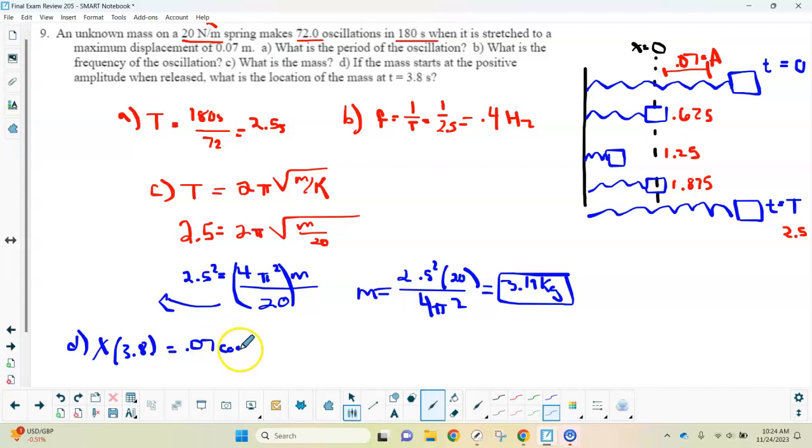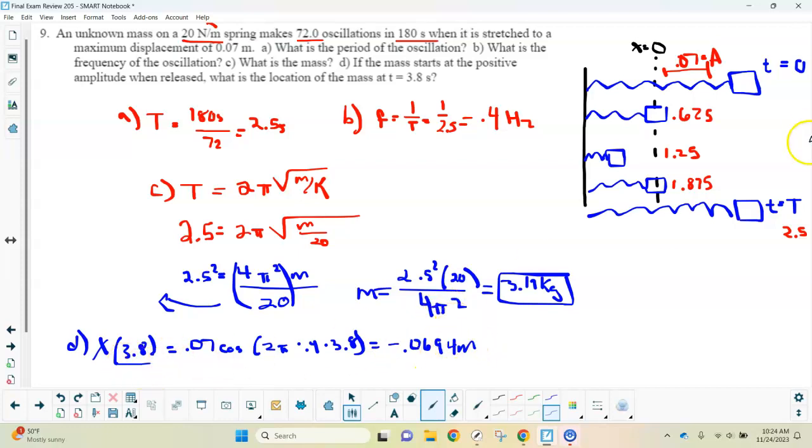Cosine of 2 pi f, we know f, so it's going to be 2 times pi, multiplication symbol there. f is 0.4, and then we're going to multiply it by the time that we're evaluating at. It's 3.8. Remember, for this calculation, you've got to put in radian mode. But if you do that, you should end up with negative 0.0694 meters.